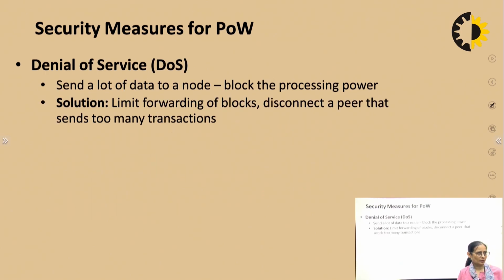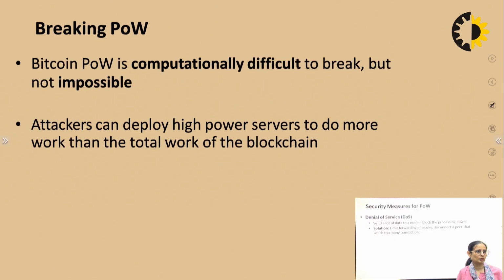DoS attack is also carried out on POW. It sends a lot of data to a node and blocks the processing power. How can we limit this? Limit the forwarding of the blocks or disconnect a peer that sends too many transactions. Maybe that particular node has become a malicious node.